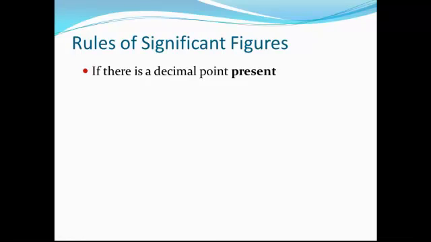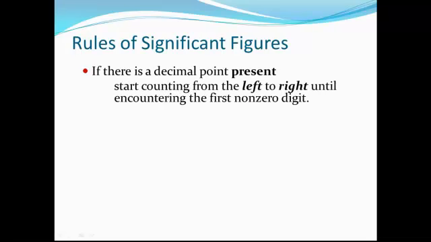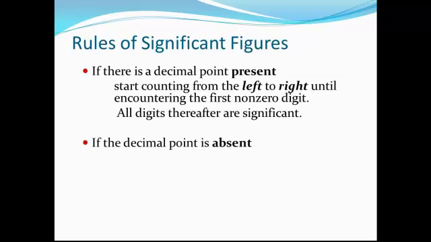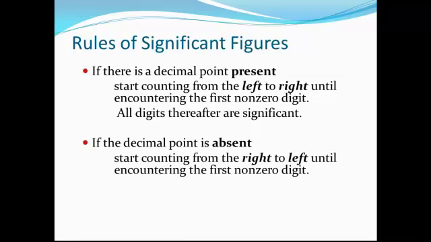First, we take a look at the number, the value, and whether there's a decimal point or not. If there is a decimal point, you start counting from left to right until encountering the first non-zero digit, and all the digits after that are significant. In the other scenario, if the decimal point is absent, there's no decimal point whatsoever, you start counting from right to left until encountering the first non-zero digit, and all the digits after that will be significant.